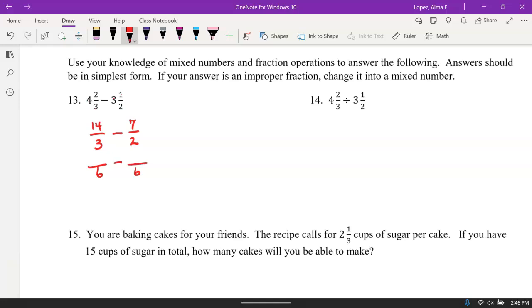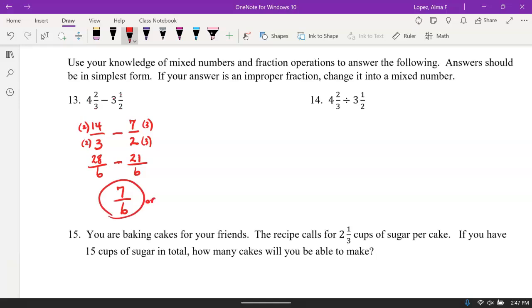In order to get a 6 in this first fraction in the denominator, I had to multiply it by 2, but if I do it to the bottom, I'm going to do it to the top. 2 times 14 is 28. For the second fraction, to make a 6 in the denominator, I'm going to multiply by 3, but if I do it to the bottom of the fraction, I'm going to do it to the top. That gives me 7 times 3, which is 21. Now, to subtract, I'm going to take 28 minus 21. That's 7 over 6. That's the improper fraction version.